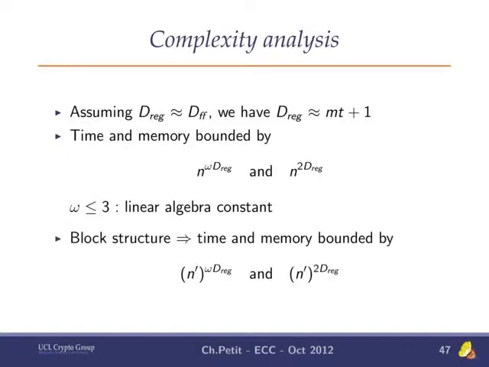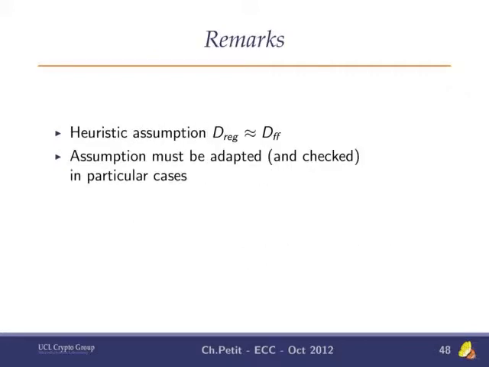Moreover, since there is a block structure, you don't have to take all the variables and consider all monomials of a certain degree, but you can consider just certain of them, and the actual complexity would be n prime instead of n here, to the power ω d_reg. So, some remarks: there is a heuristic assumption here.